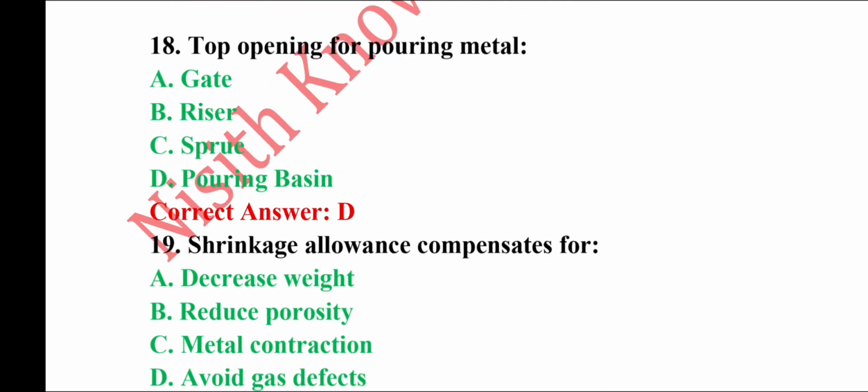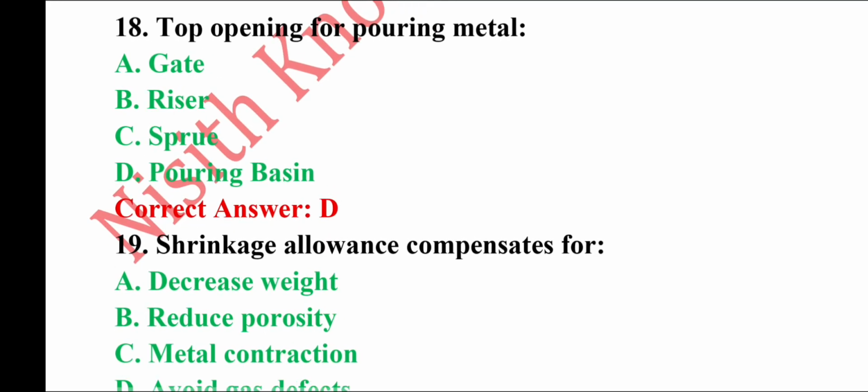So question number 18 is top opening for pouring metal. The options are gate, riser, screw or pouring basin. The correct answer is D, your pouring basin.